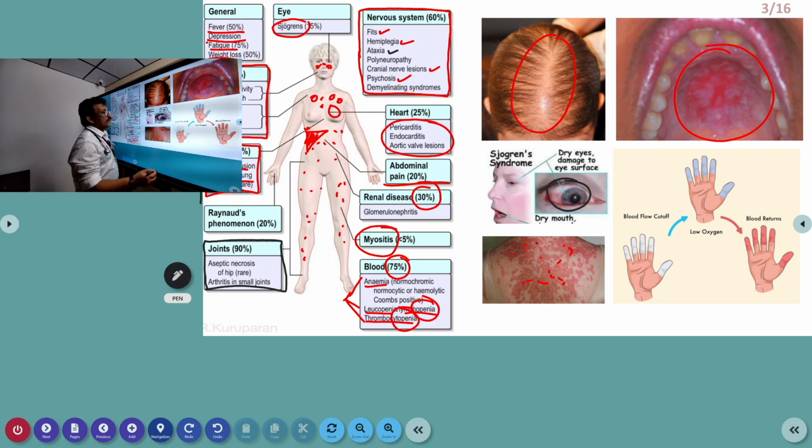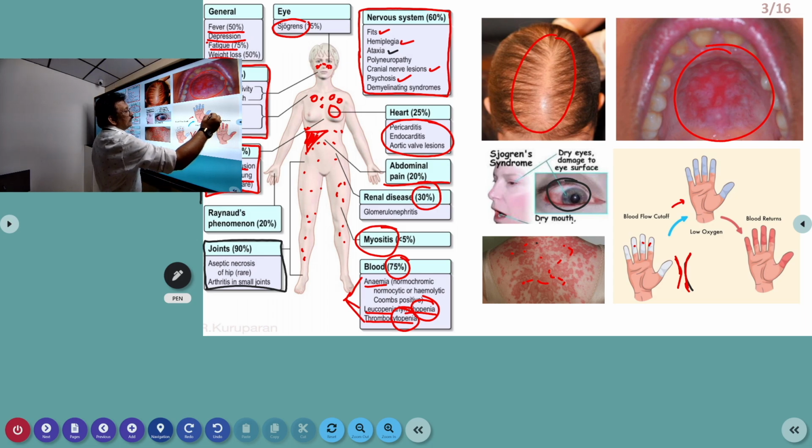Some patients can have Raynaud's phenomenon, that is due to vascular collapse. So you see that there is an obstructive lesion, there is a spasm of the blood vessel that reduces the blood flow to the fingers. It will become white, then it will become blue because of cyanosis. Then once you warm the area, it will become red. This is called Raynaud's phenomenon.